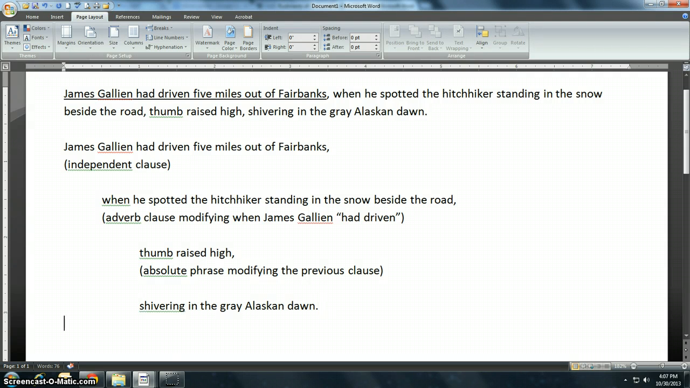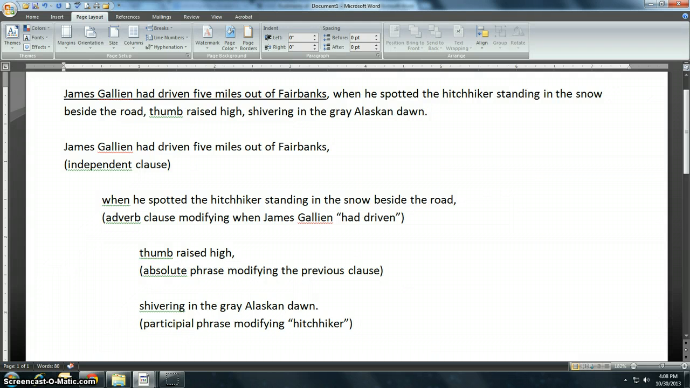Shivering in the gray Alaskan dawn. That starts with an -ing verbal, so this is a participle. Participial phrase. Participial phrases are always adjectives, so they're always modifying a noun, and I've already identified it's modifying hitchhiker.